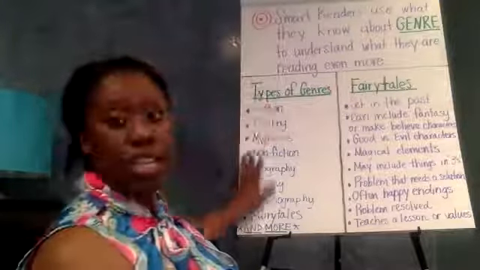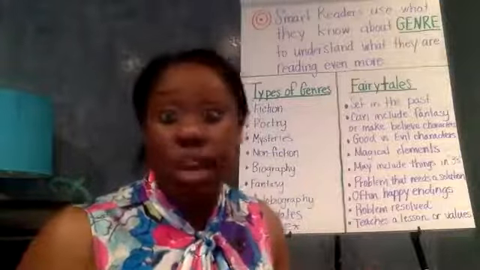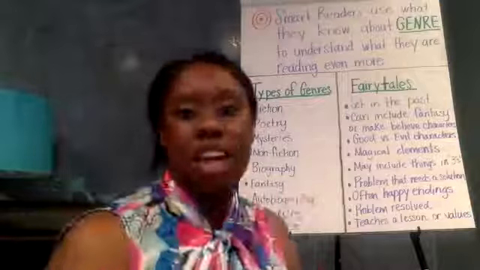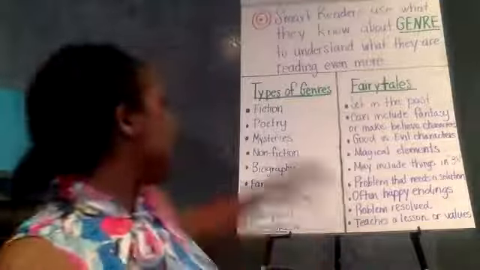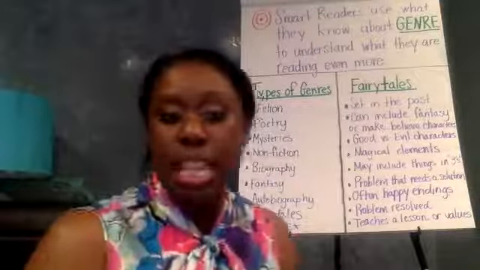The first thing I would do is brainstorm with your child: what are the types of genres that you already know? I bet they could name some of these. Even though they can't tell you the characteristics of that genre, I'm sure they know some of the names, like fiction and poetry and nonfiction. They'll know some of these.